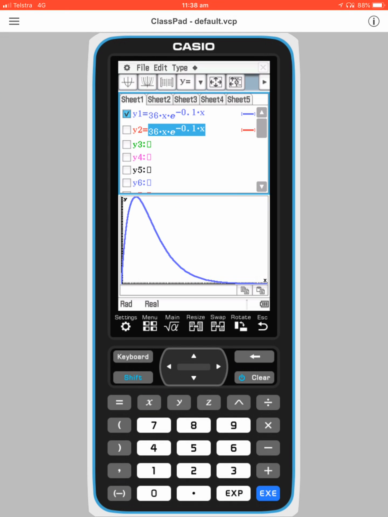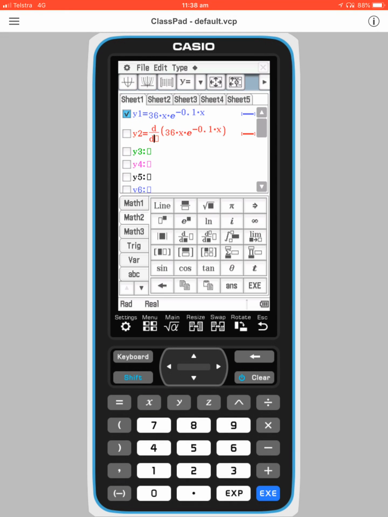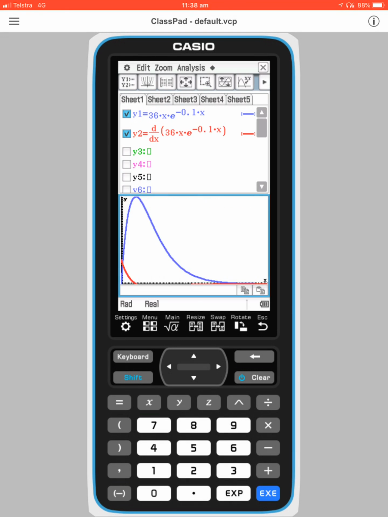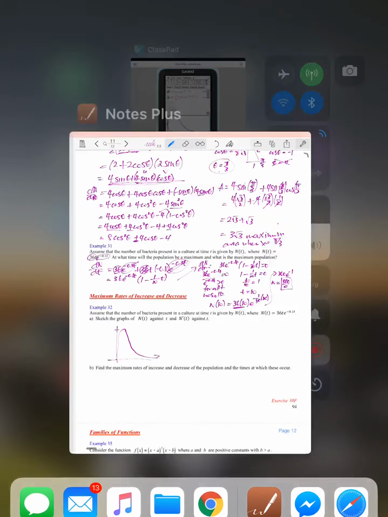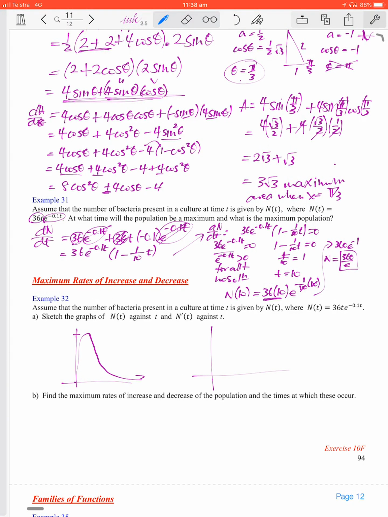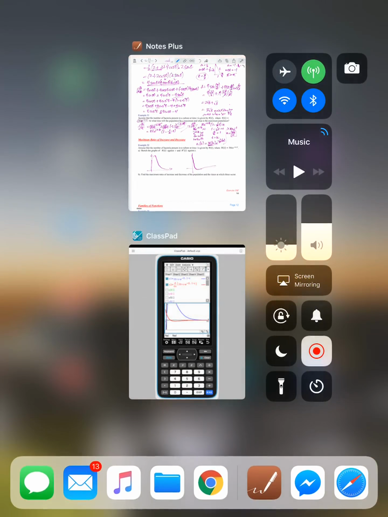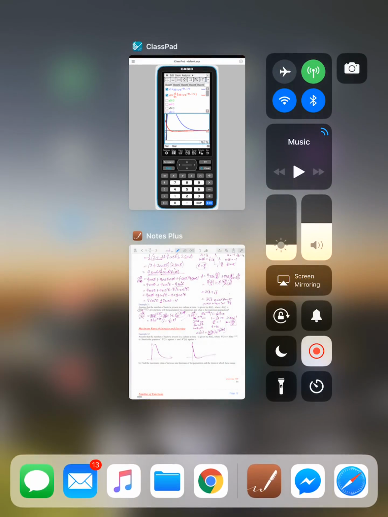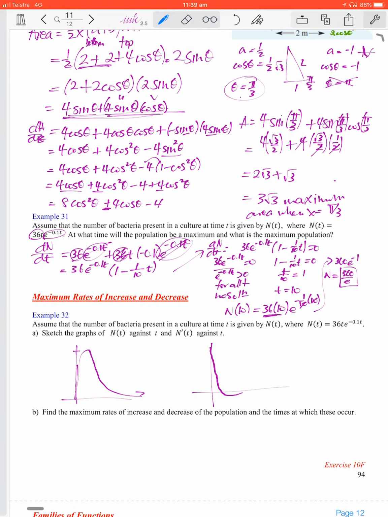So bring it down, highlight, keyboard, d/dx. Okay, so our derivative looks like that. Makes sense. It's steep there, so it's going to be up high. It goes down, and then it flattens out. It approaches 0, so it doesn't actually go above the axis. So it just goes like that. Our maximum occurs here, which is where the derivative equals 0.